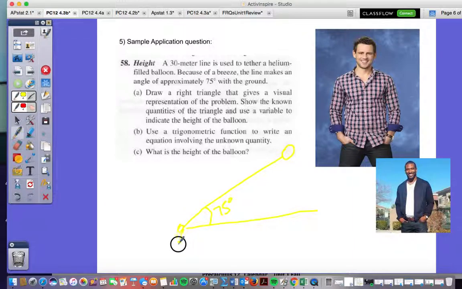Yeah, here's Coach J, 6 foot of him right here. Here comes the balloon on this side. This is 30 meters. Cool? The question becomes, draw the right triangle. Use a trig function to write an equation involving the unknowns. What is the height? How do I find the height? I got tickets if someone could help me. Someone comes up and shows me. Thomas, let's go. Just show me the expression. How do I find the height?